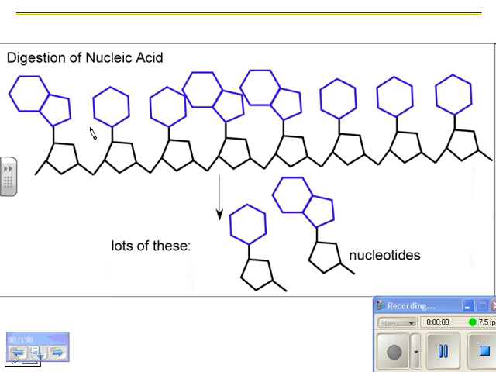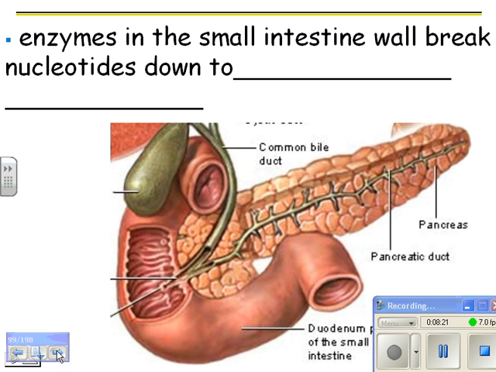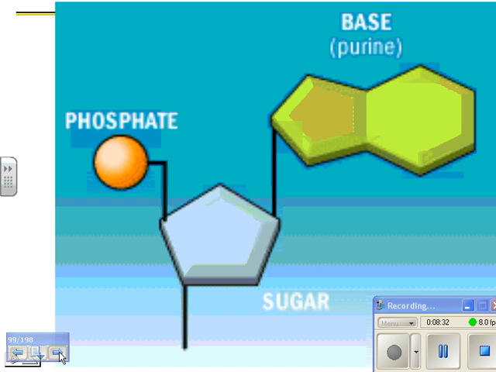But the thing is, so here's what nuclease does. It will break a bond here and here and here and here. And so you're going to get all these nucleotides. Now the next step that has to happen is there's another enzyme that will break down these nucleotides by breaking off the sugar and the phosphate and the base. And so enzymes in the small intestine wall break nucleotides down into what they're made out of: sugar, phosphate, and bases. And so pause this to make sure you can write all that in.